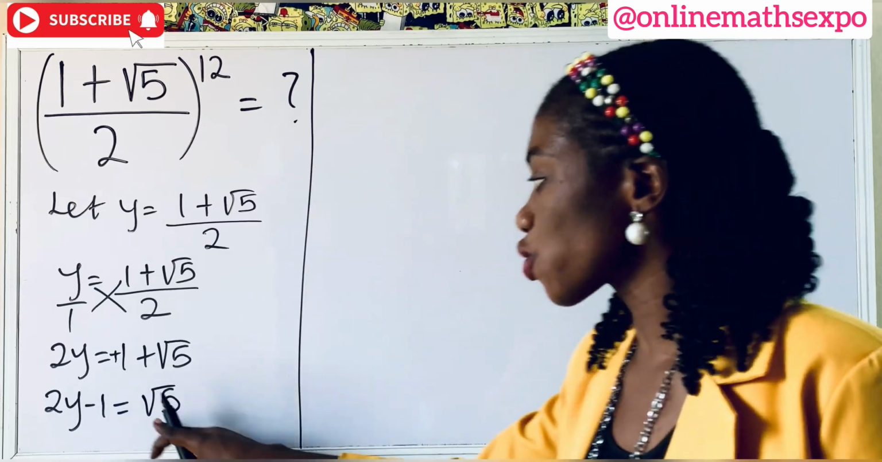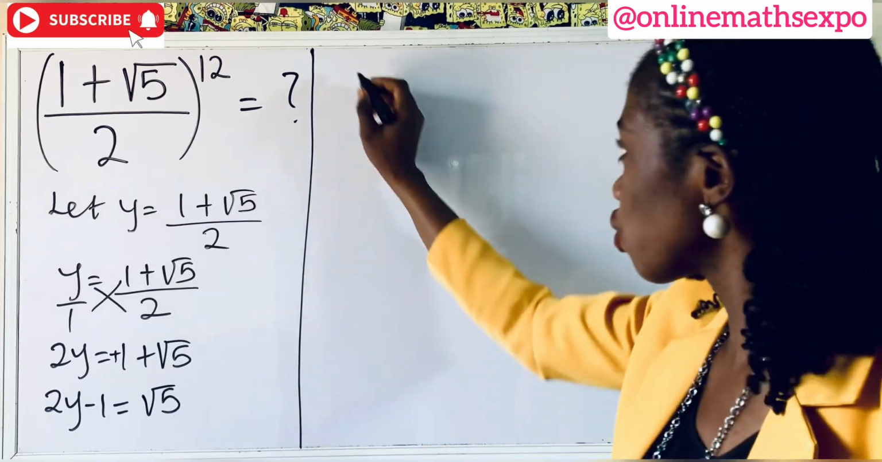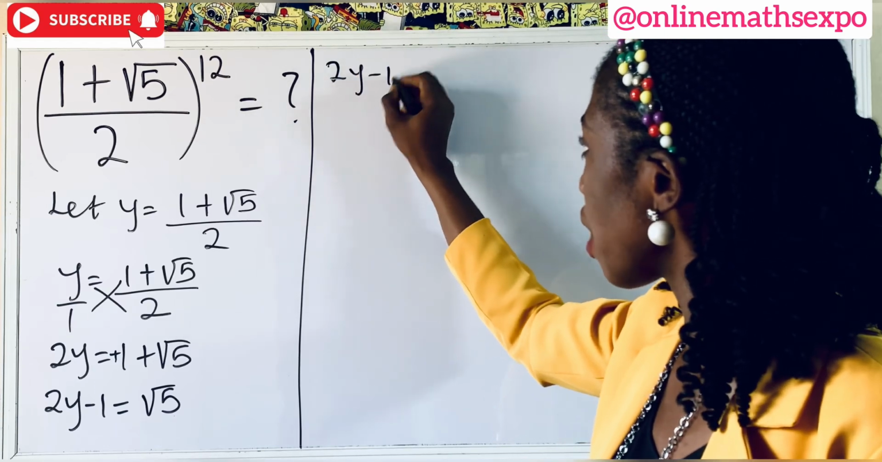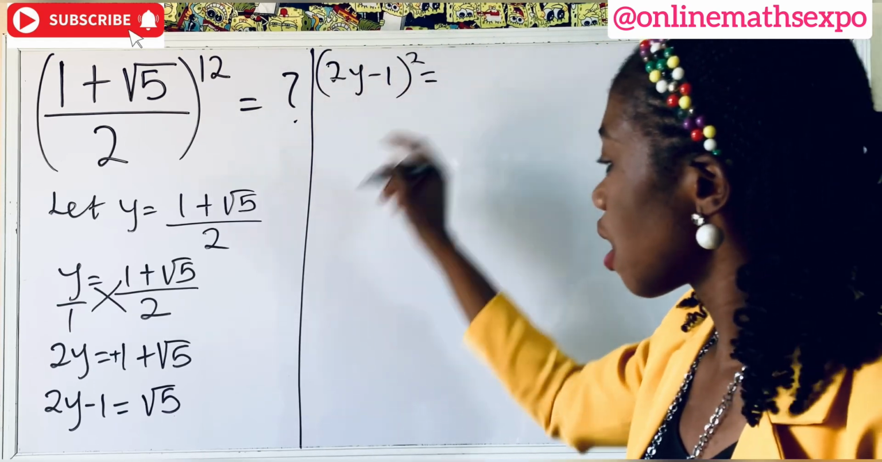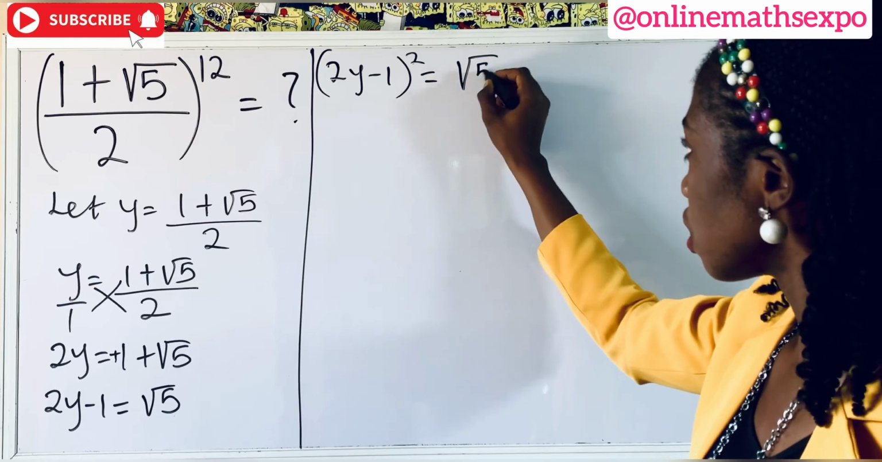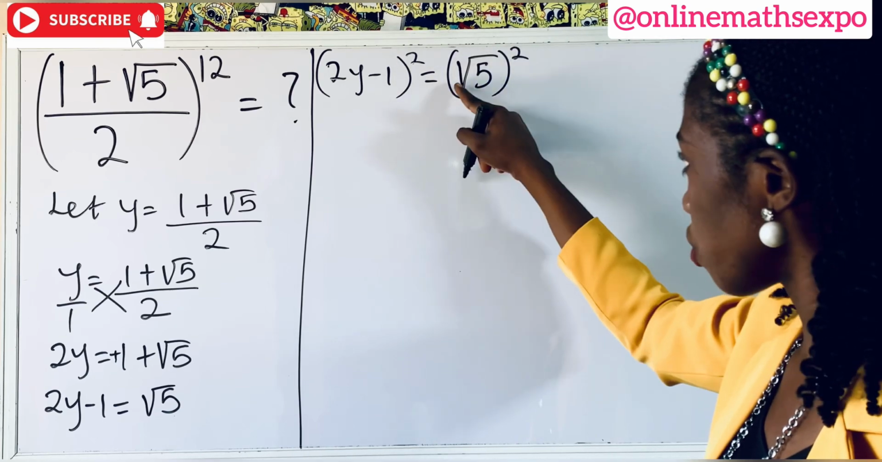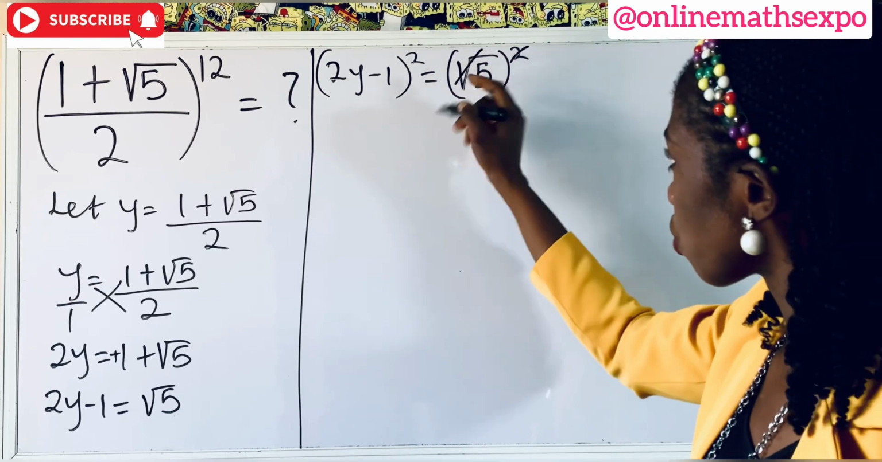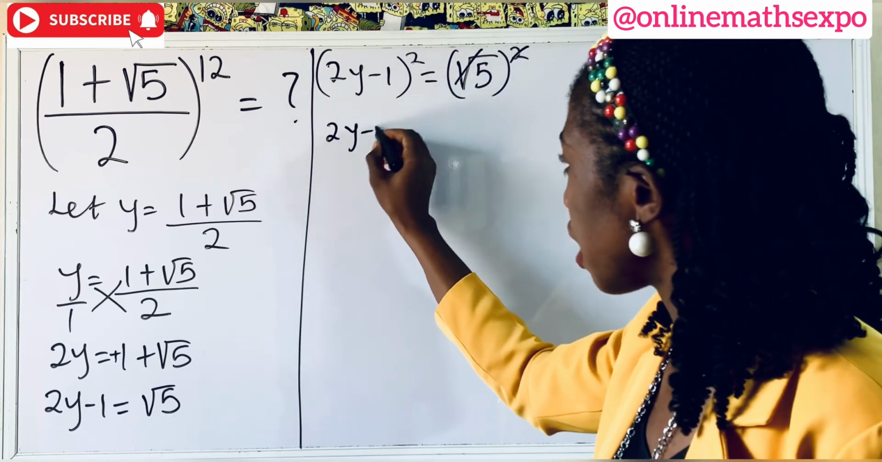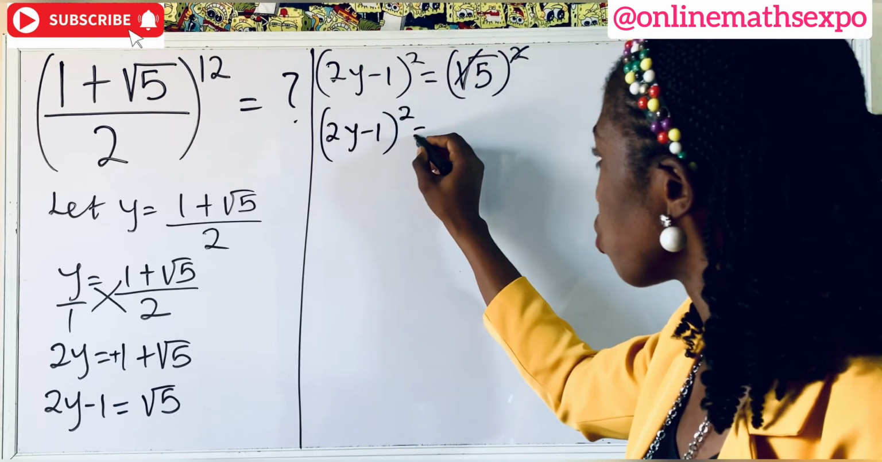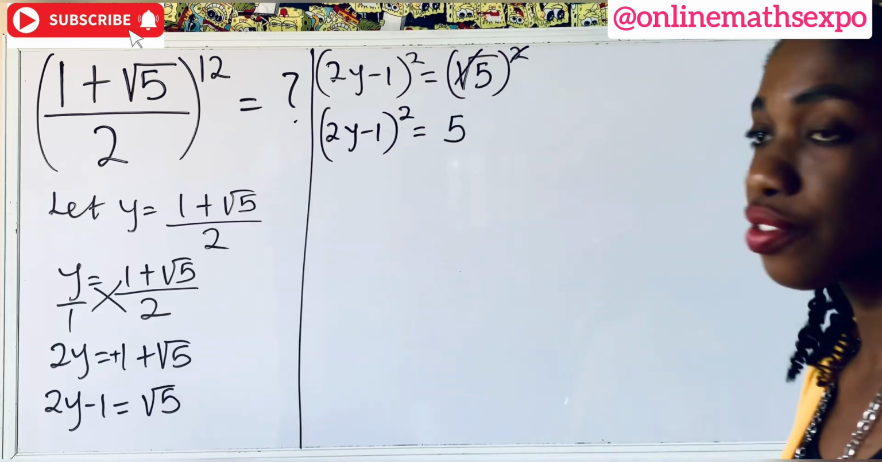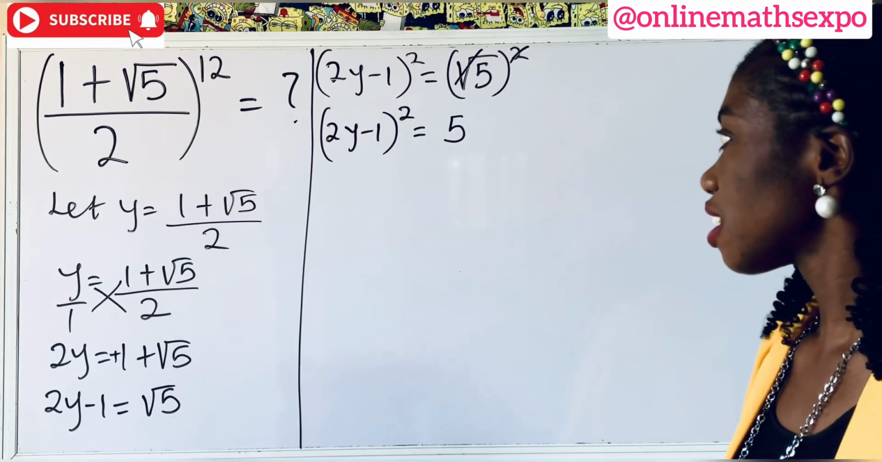So to remove this square root, you square. So we're going to square both sides. So we have 2y minus 1, you square it, and also square this. The reason is to remove the square root. So this we cancel. We are left with 2y minus 1 raised to power 2 is equal to 5. I hope this is clear. Now, what do you do next?